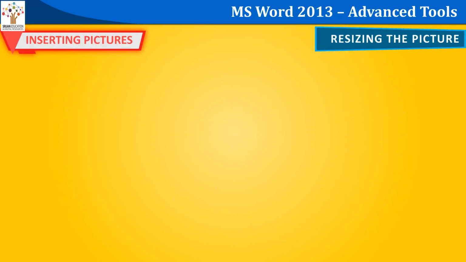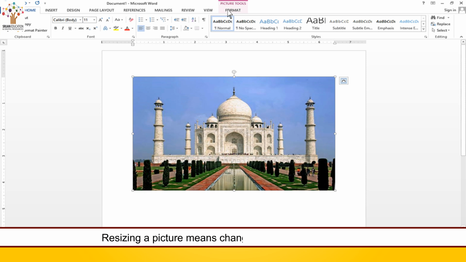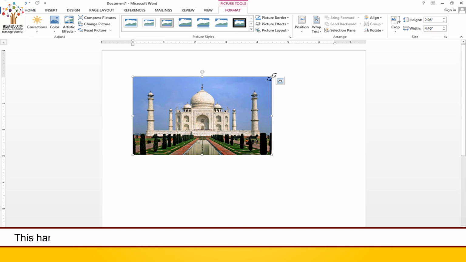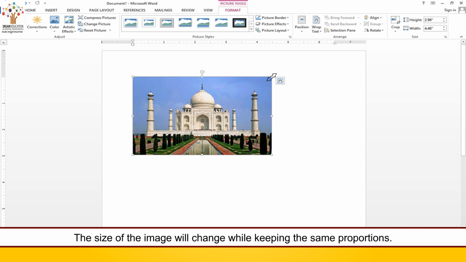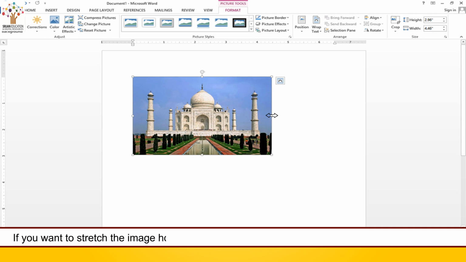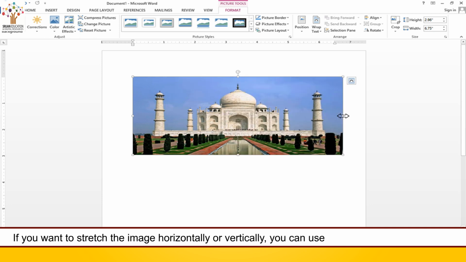Resizing the picture. Resizing a picture means changing the size of the picture. To resize a picture, follow these steps. Click the picture to select it. Click and drag one of the corner sizing handles. This handle will appear when you take the mouse pointer to any of the 4 corners of the image. The size of the image will change while keeping the same proportions. If you want to stretch the image horizontally or vertically, you can use the side sizing handles.